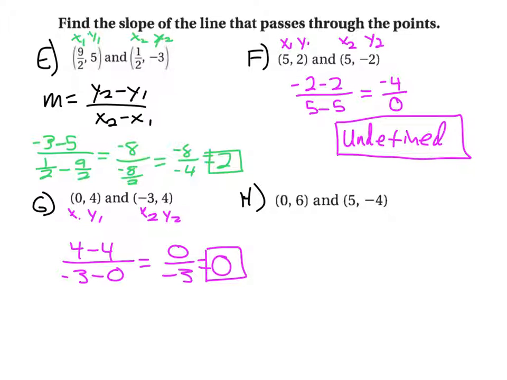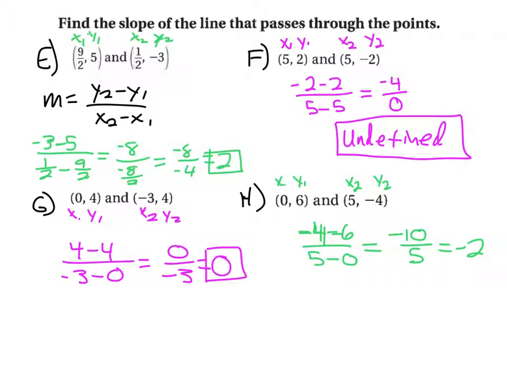And our final example, we have H, x1, y1, x2, y2, and now we just use our formula. y2 minus y1, x2 minus x1, and we get -10 over 5, which equals -2. So without even graphing this, we know that our line is going to be going down from left to right.